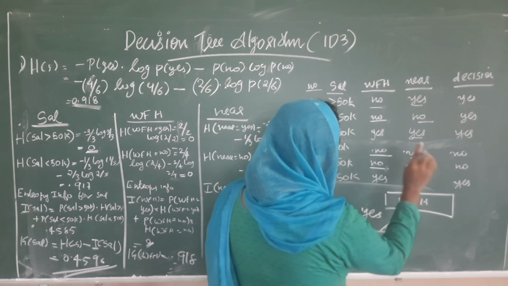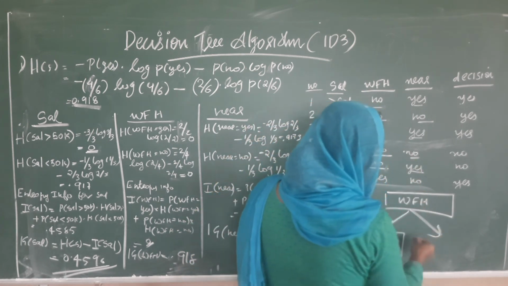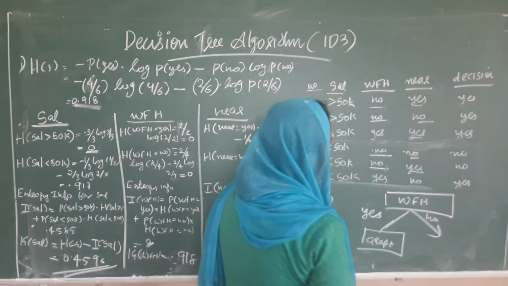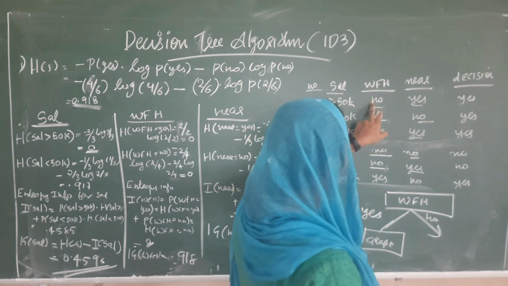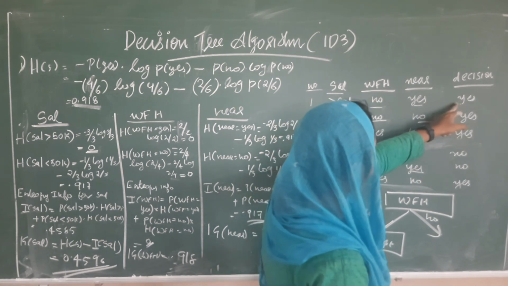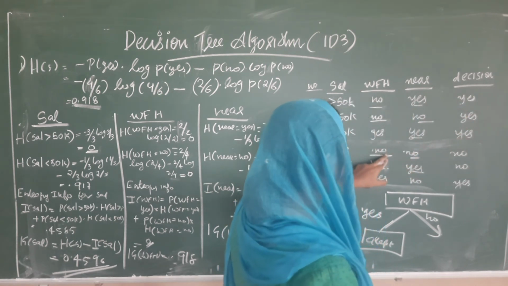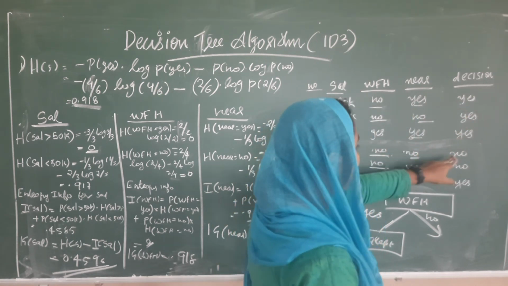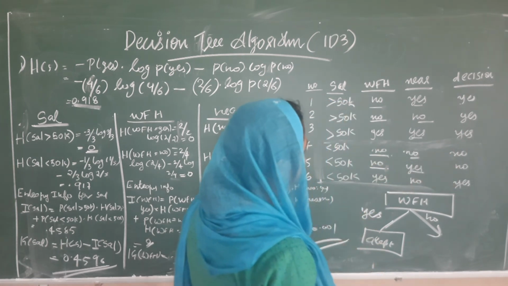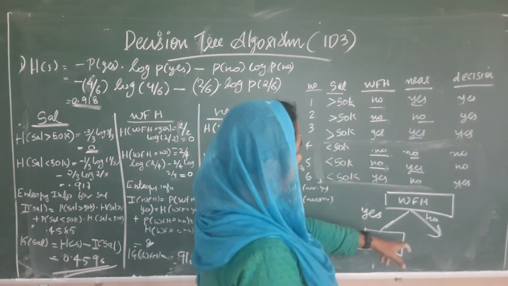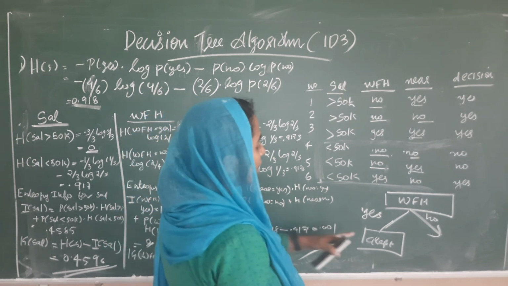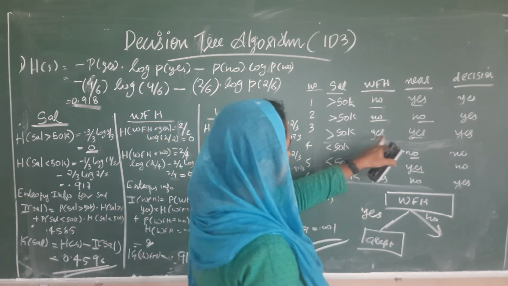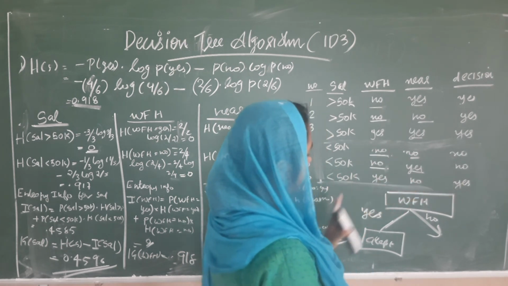So when work from home is no, we do not know what happens, because that depends on the other parameters also. Because in this case, even when work from home was not available, he accepted the job. Here, when the work from home was not available, he rejected the job. So that means when work from home is no, he is considering the other parameters also to take the decision. So when work from home is yes, definitely he is accepting the job.